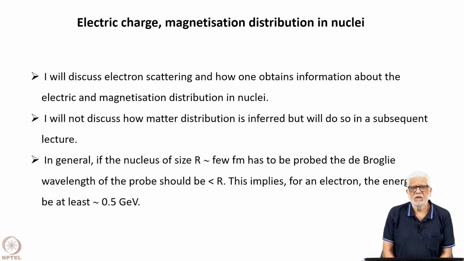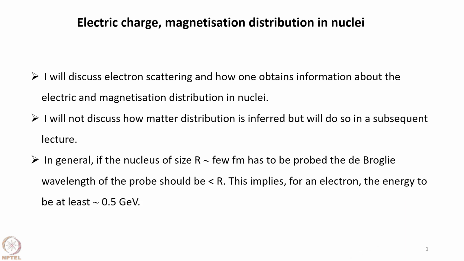In general, this is true of any probe. If you want to look at some object, then the wavelength of the probe that you use has to be smaller than the size of the object that you want to probe. In the case of a nucleus, the size is of the order of a few Fermi, and to probe it, the de Broglie wavelength of the probe should be less than r. So, for instance, for an electron, the energy should be at least about half a GeV. So, this just sets the scale of the energy that you have to use.